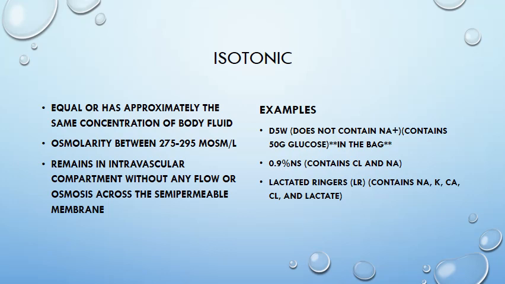Alright. If we give an isotonic fluid to our patient, it stays in the intravascular space. It is just like replenishing loss that we would have. Examples of that, the biggest example that you'll see in facilities is normal saline. That is an isotonic. Another one is lactated ringers, and that one's used in surgery a lot. But LR, or lactated ringers, and normal saline are the two biggest isotonics that you will see.